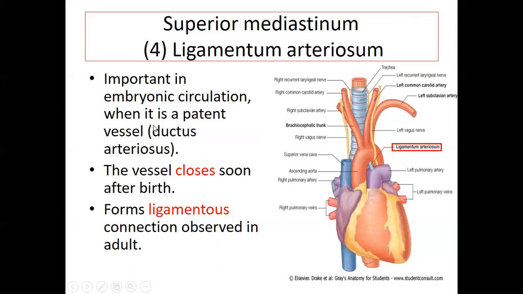When it is a patent vessel, it is actually the ductus arteriosus in the embryonic circulation. This vessel will be closed soon after birth, whenever the baby is born into the world. The ductus arteriosus will be closed and will form the ligamentum arteriosum later, the ligamentous connection observed in the adult.